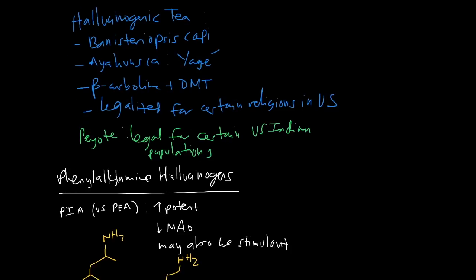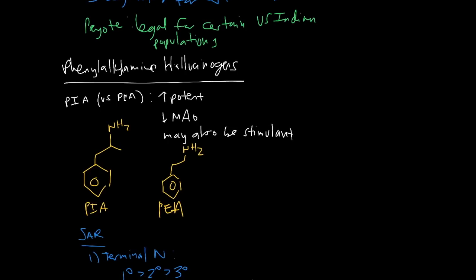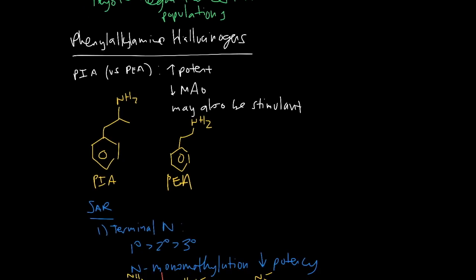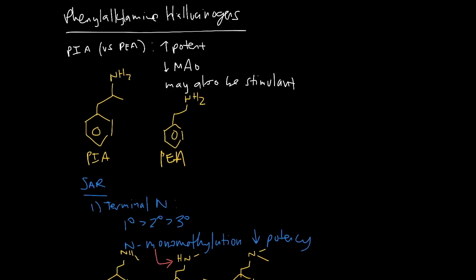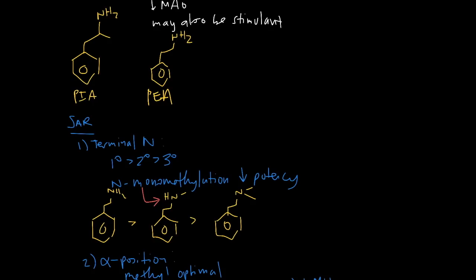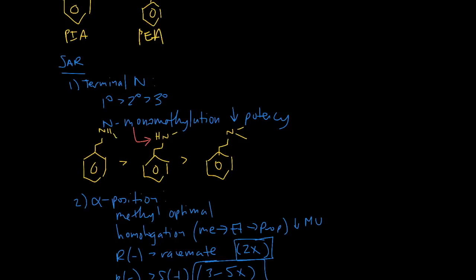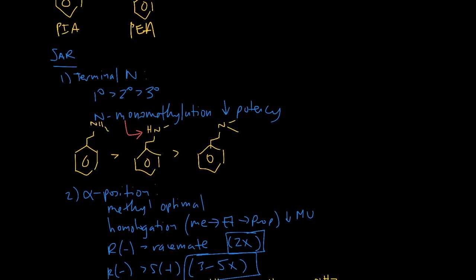Indian populations. Phenylalkylamine hallucinogens. PIAs are more important than PEAs, because remember, methyl groups are more important than hydrogens. They're also less susceptible to MAO oxidation and may also be stimulants. SAR: primary amine is more potent than secondary amine, which is more potent than tertiary amine. Remember, N-monomethylation is a form of secondary amine and is less potent than primary amines.